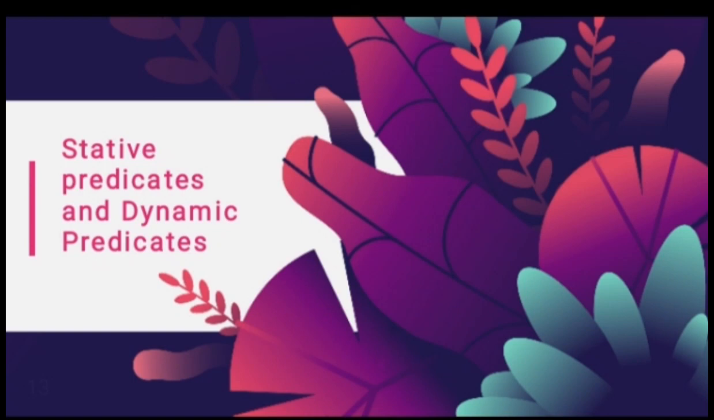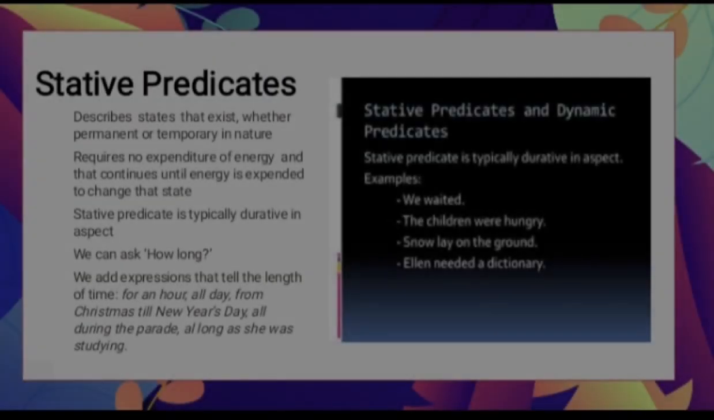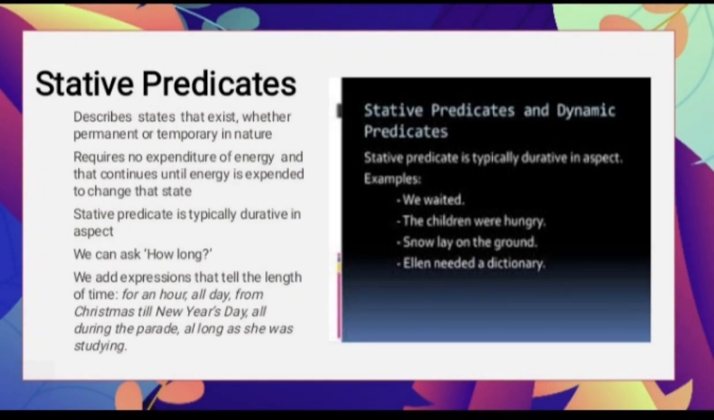This is stative predicates and dynamic predicates. Stative predicates describe states that exist, whether permanent or temporary in nature, require no expenditure of energy, and continue until energy is expended to change that state. Stative predicates are typically durative in aspect.